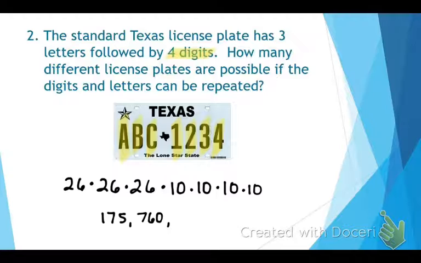4,500,504. Check your number again. It's not 4 million. 175,760,000. Okay, so remember, this comma right here says 1,000, and this comma right here says million. So we've got 175,760,000. And what's my units? License plates. License plates. I got that.